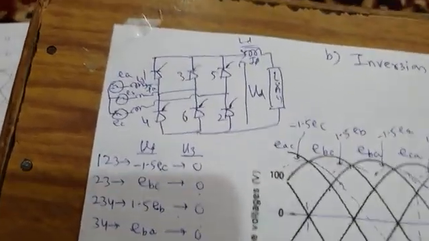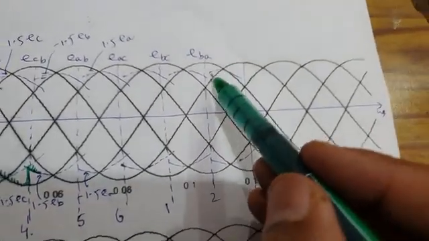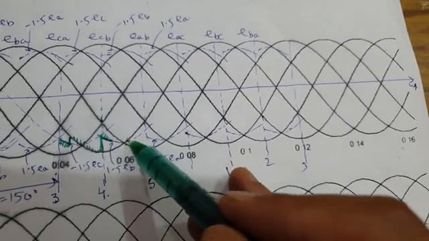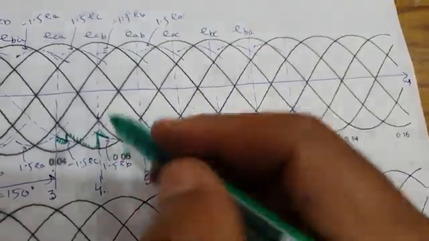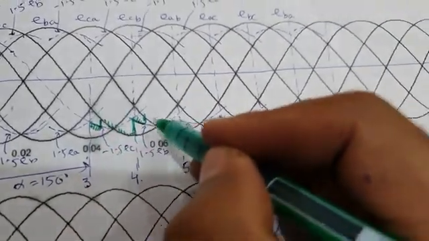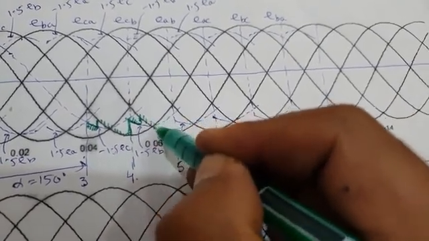After that, what is my load voltage? My load voltage becomes EBA. This is EBA. Where is EBA? This is EBA. So it will jump up. It will follow the same pattern as the first pattern, till the next instant of firing. This is my next instant of firing.